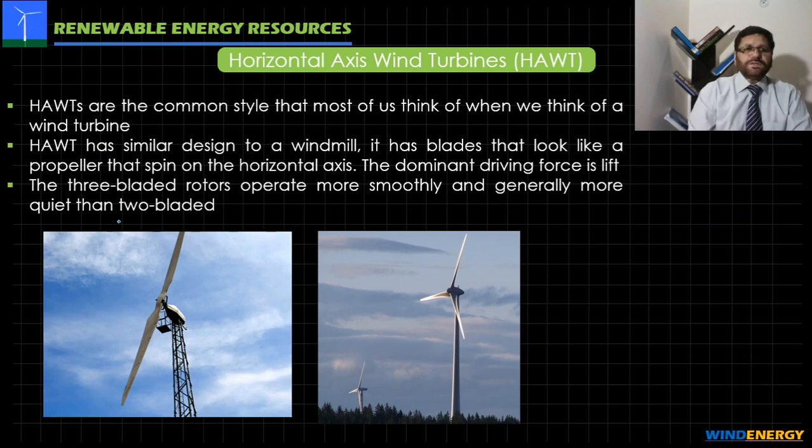Then the horizontal axis wind turbine. The horizontal axis wind turbine is the common style that most of us think of when we think of a wind turbine. So automatically, once you think of a wind turbine, the turbine that comes to our minds is of the horizontal axis type. The horizontal axis wind turbine is designed like a windmill. Like in the past, it has blades that look like a propeller. So this is the propeller.